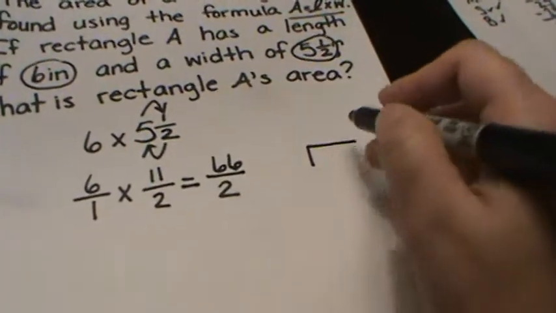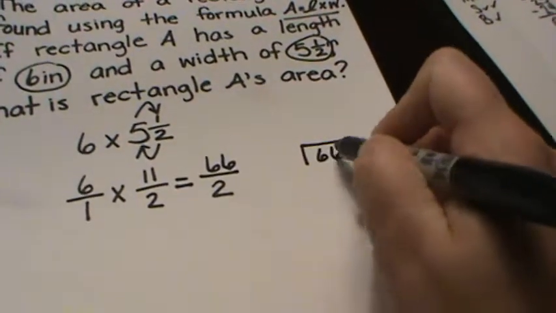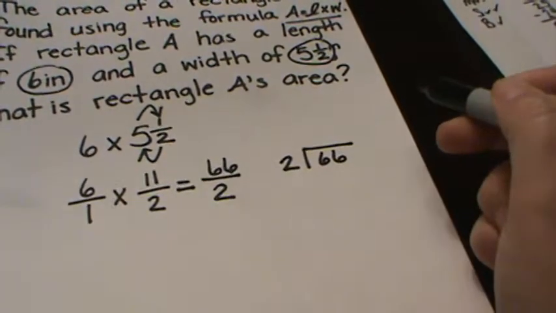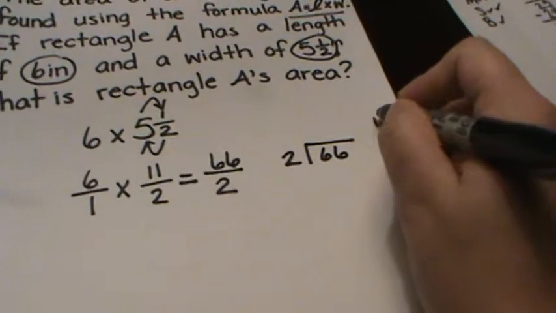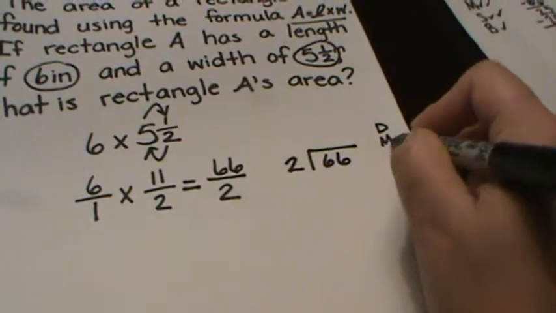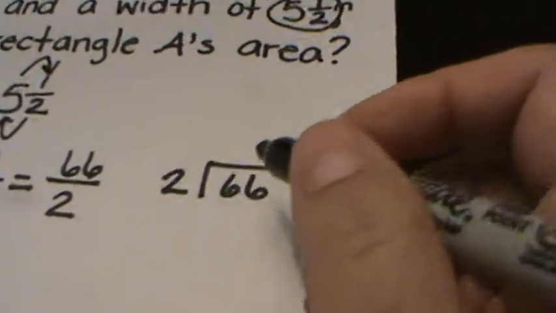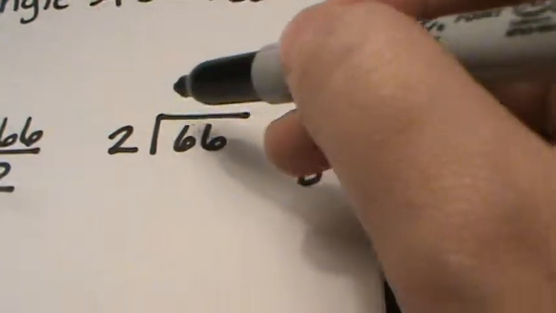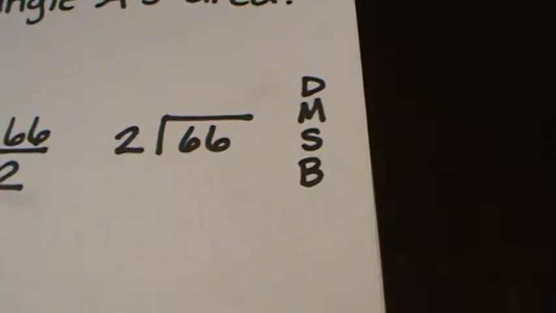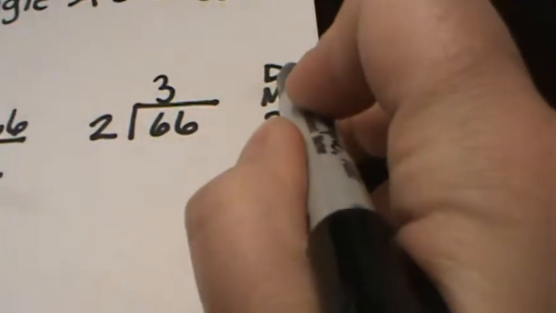Remember, Nancy belongs in the house. The donkey needs to stay outside because that's gross. We have dead mice smell bad. How many times can 2 go into 6? 3. We give ourselves a check.